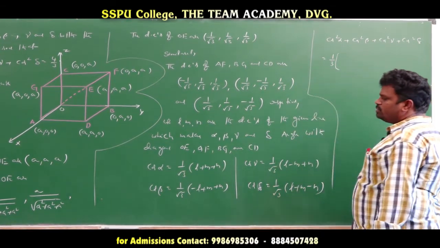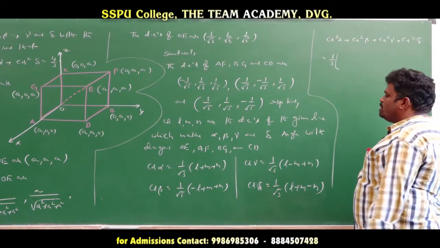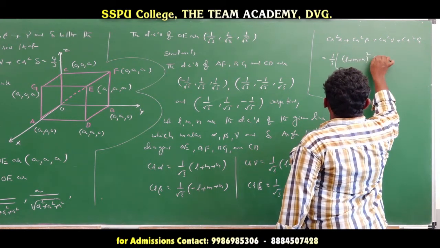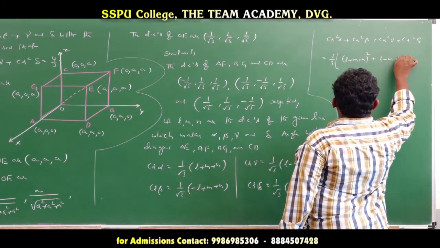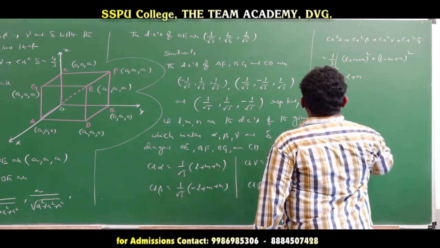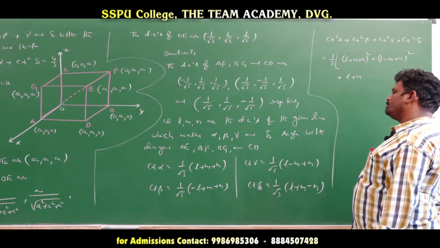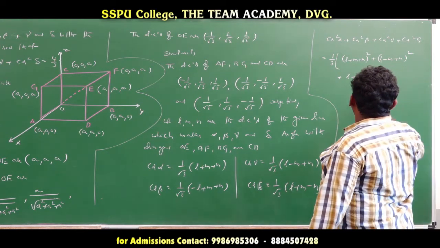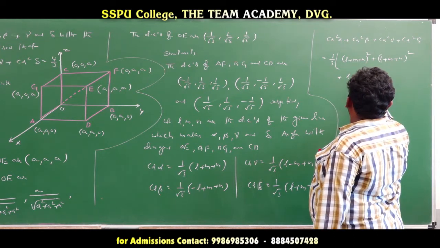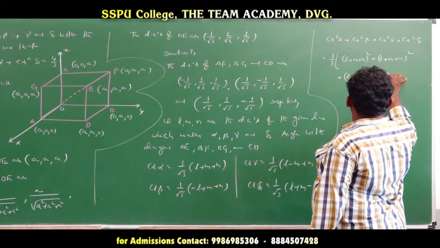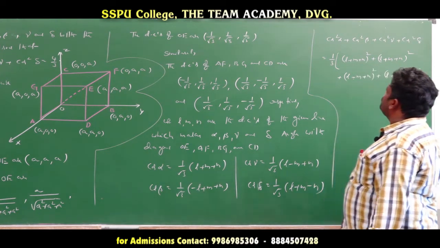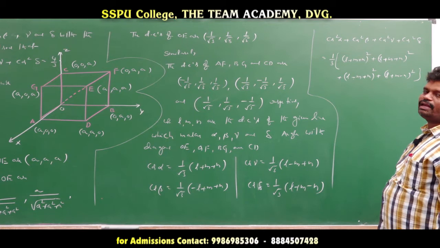Now 1 by root 3 is nothing but 1 by 3 whole square value. So here we put l plus m plus n whole square, l minus m plus n whole square, and the others like minus l plus m plus n, whole square, plus l plus m plus n whole square, corresponding to cos square alpha, cos square beta, cos square gamma, cos square delta.